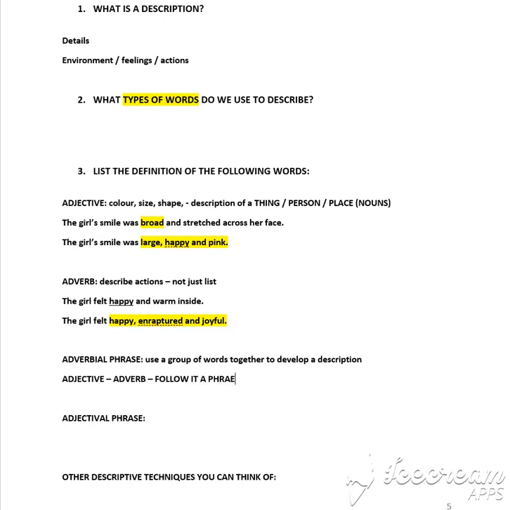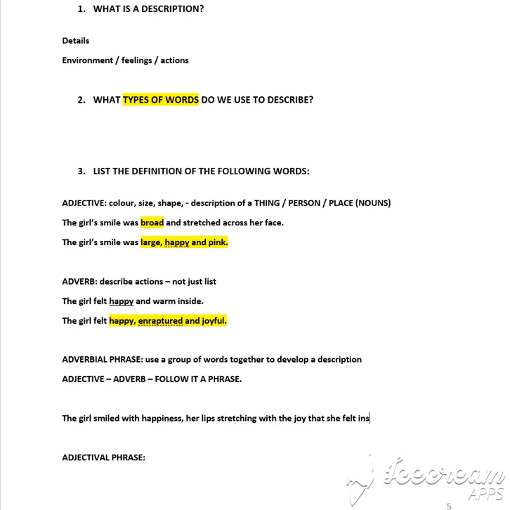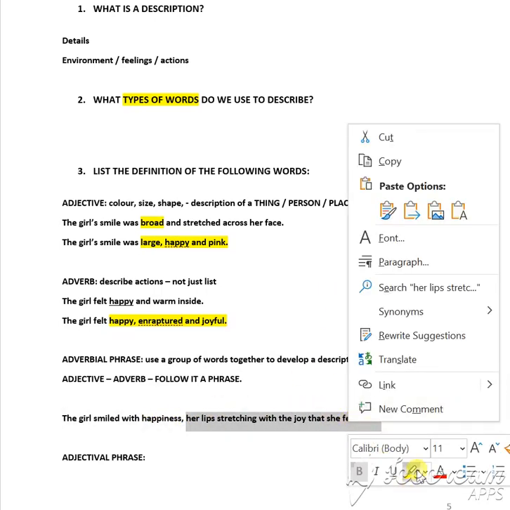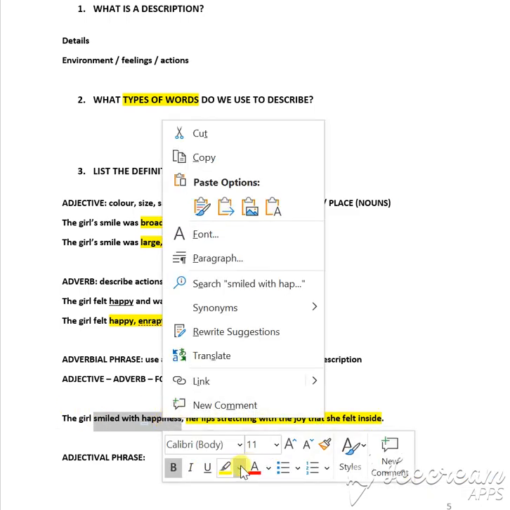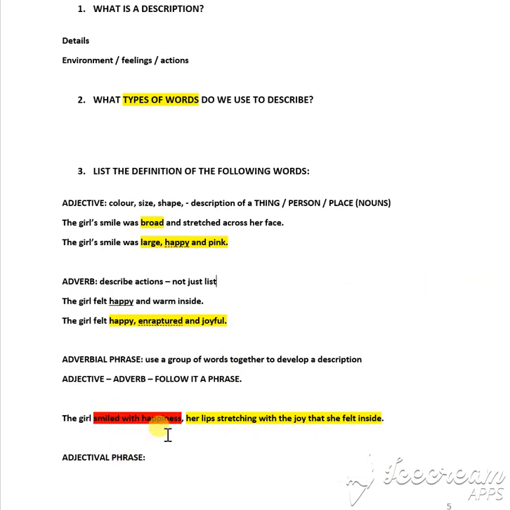So an example might be, the girl smiled with happiness. Her lips stretching with the joy that she felt inside. In this, we're getting a whole set of words that work together to recognize what's going on. We've still got our adverb. We still know that she's happy and that she's doing the action of happiness. We've now just got a broader discussion around how that's being experienced.